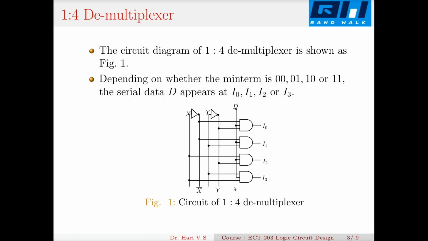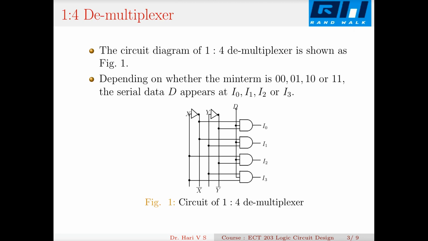Okay, so when xy is 0 0, D will appear at I0. And when it is 0 1, D will appear at I1. When it is 1 0, D will appear at I2. And when it is 1 1, D will appear at I3. Okay, there may be an additional common pin called a chip enable signal. That depends on the type of circuit you use. This is a simple representation showing the 1 data input and 4 data outputs, and how the select lines are used to place the data on one of the selected output lines.